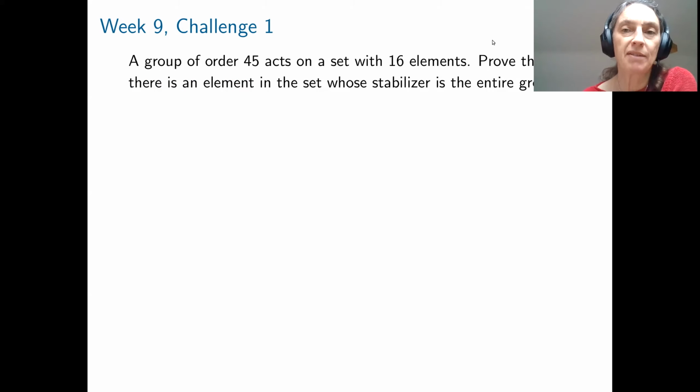Okay, so we've got 16 elements. They fall into different orbits under the action of the group. And remember, what we know about the orbits from the Orbit-Stabilizer Theorem is that the number of elements in each orbit must be a divisor of the group order. So that's the hint. That's the challenge.